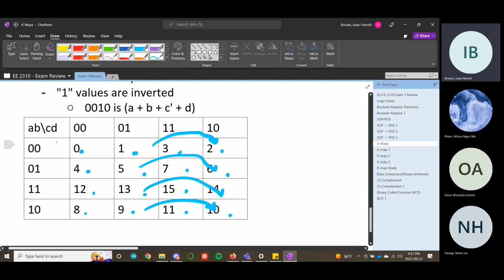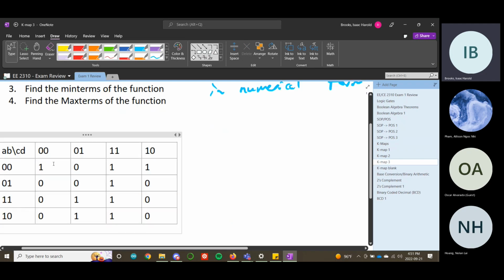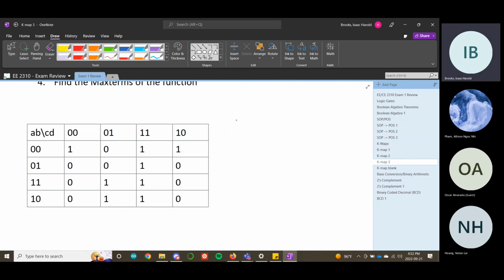And then you go, this is the first row, second row, third row, and fourth row, right? So you guys are familiar with this? So when we have a K-map, and we're asked to find the minterms, remember, it's a sum of minterms. So we're going to be looking for the ones. So in this case, this is M0. That's a 1, so we'll do 0, not 1.